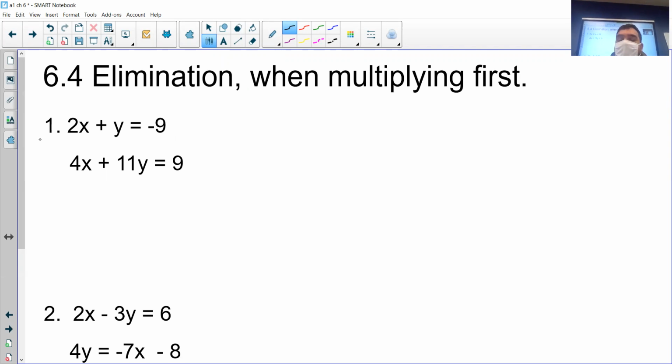Okay, come on. All right, we're gonna do 6.4 elimination. We'll multiply first. So it's elimination, but we multiply first. Okay, so what does that mean? We're gonna multiply in order for the X or the Y to match. Okay, so let's start off by everybody writing this problem down.